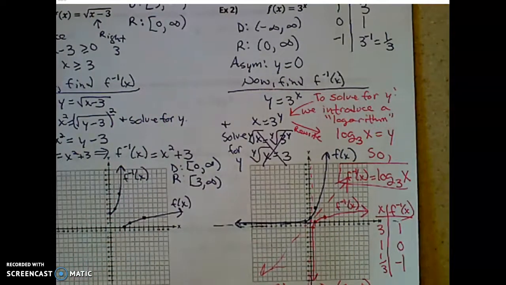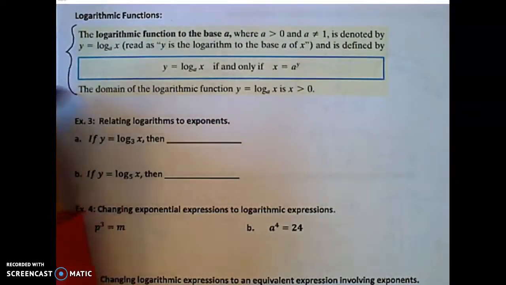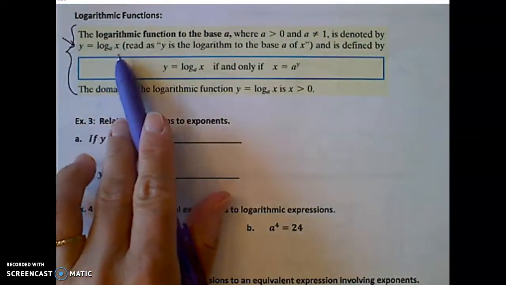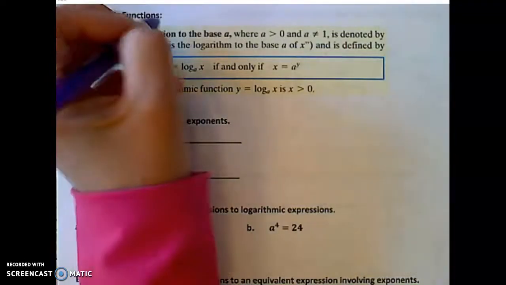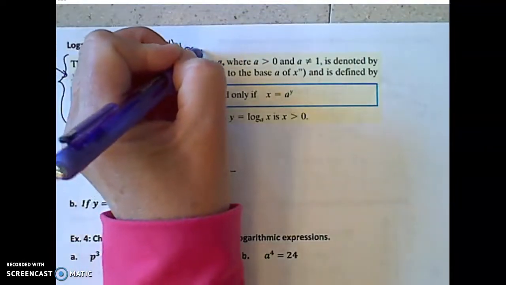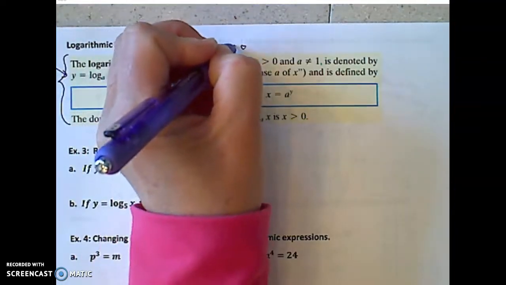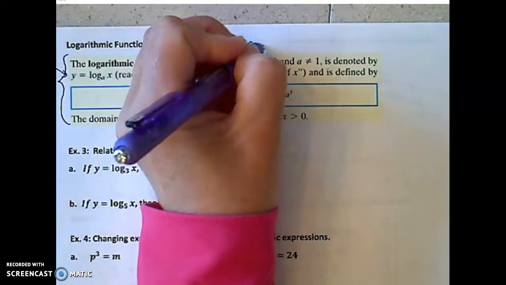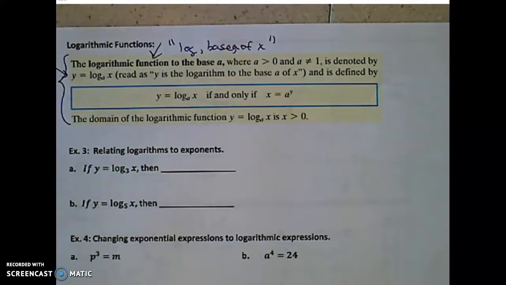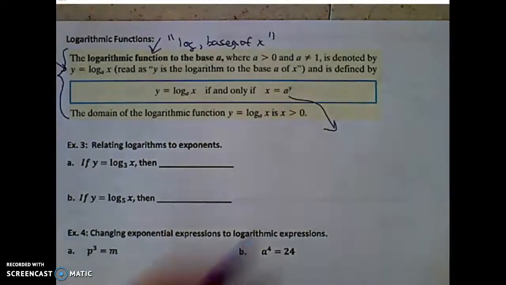Okay, let's explore these logarithms a little bit more. Okay, for your reference, you can read a little bit about a logarithmic function, but bottom line, this notation, y equals log base a of x, I will typically read that as log base a of x. This is when we use a logarithm.